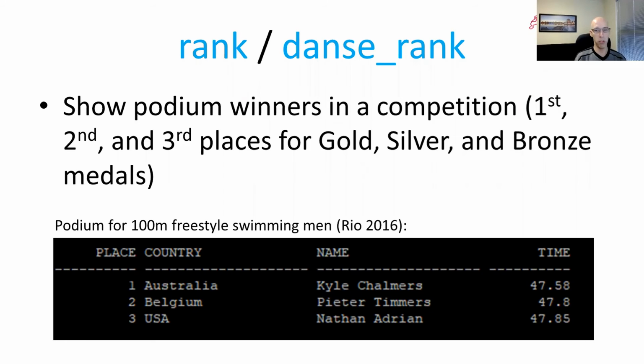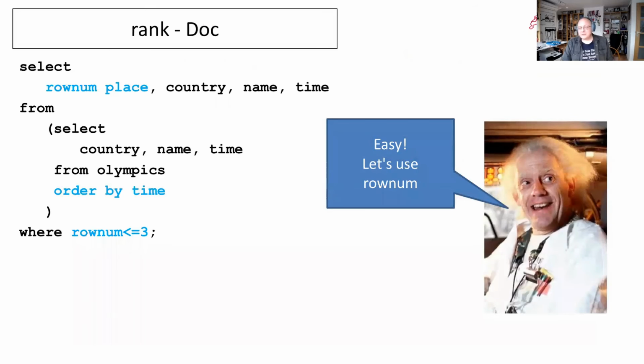So Erik, how would Doc just take the table and present only the podium? Well, it couldn't be simpler. You take the table, you select the stuff, you order it by time, and then you just select the rows where row num is less or equal than 3, or maybe even just fetch first 3 rows only, and you have your top 3. It's as simple as that. Right, not even a self-join. Awesome. Simple.